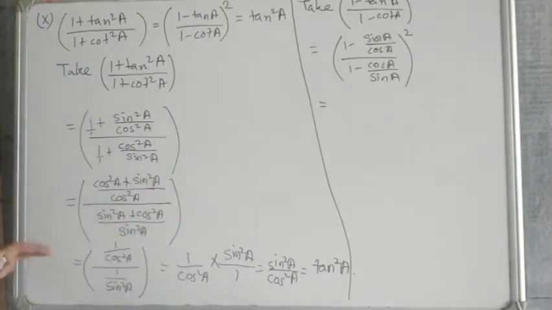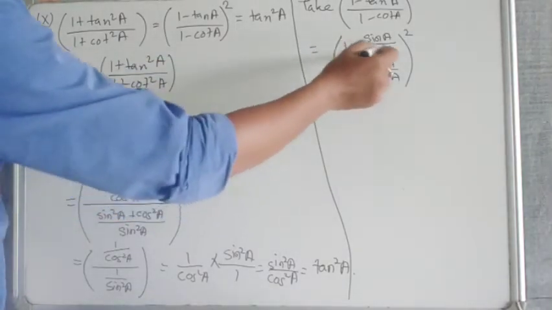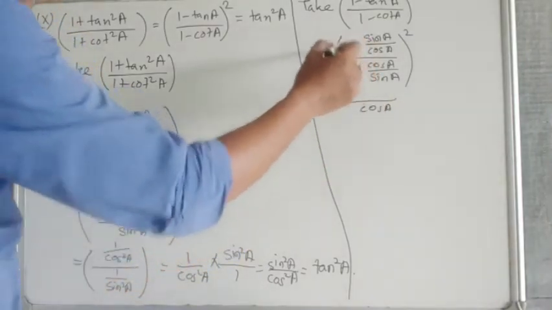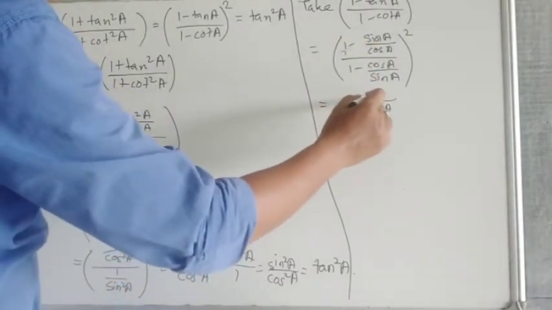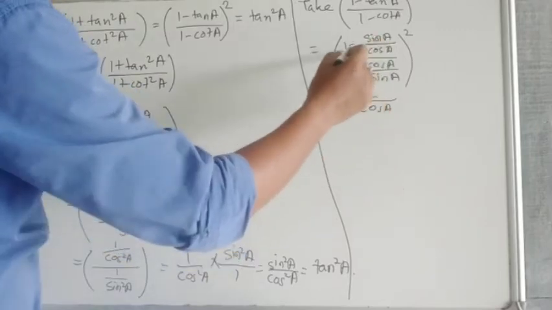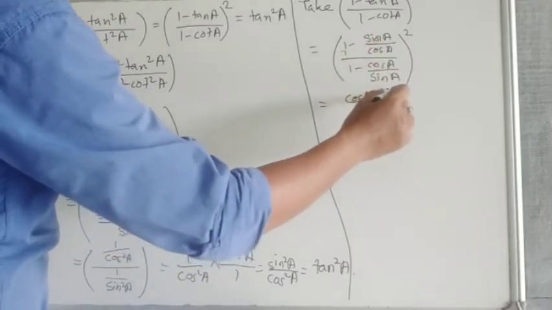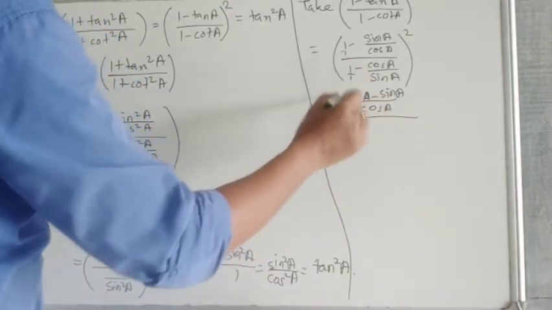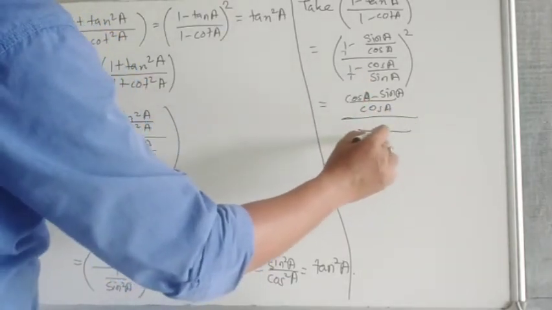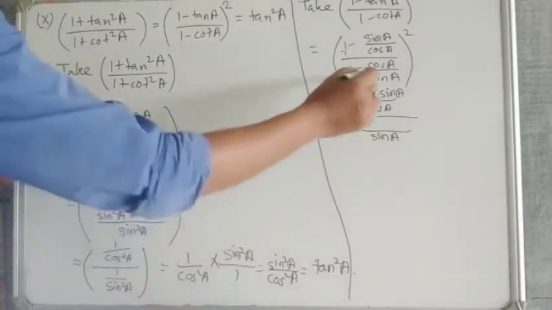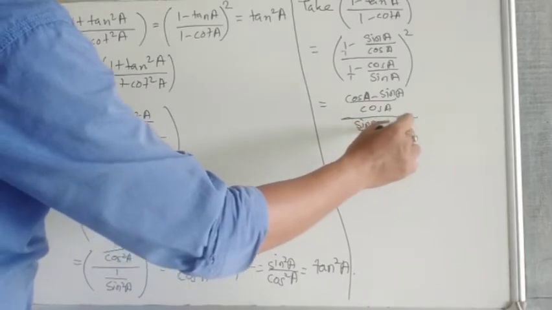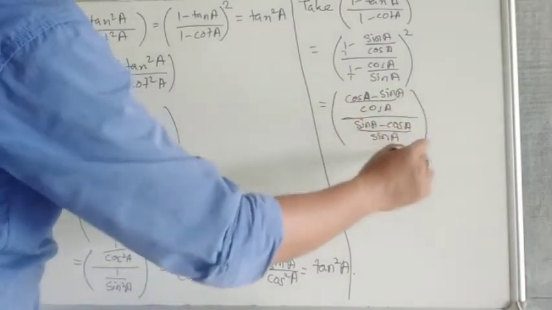I'm not explaining much because it's the same process here also. If there is nothing, it means 1, so cos A into 1 will become cos A. So cos A minus sin A, whole by, there is also 1 into sin A minus cos A.